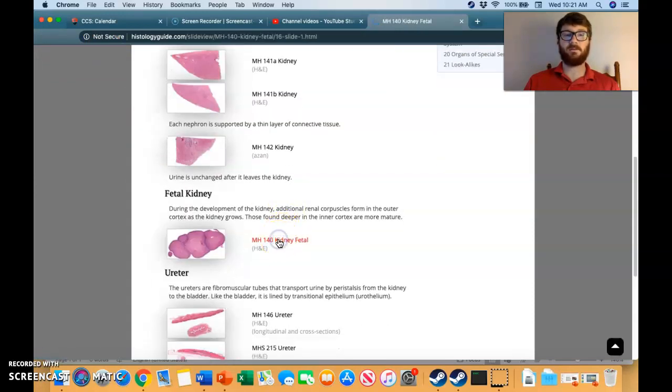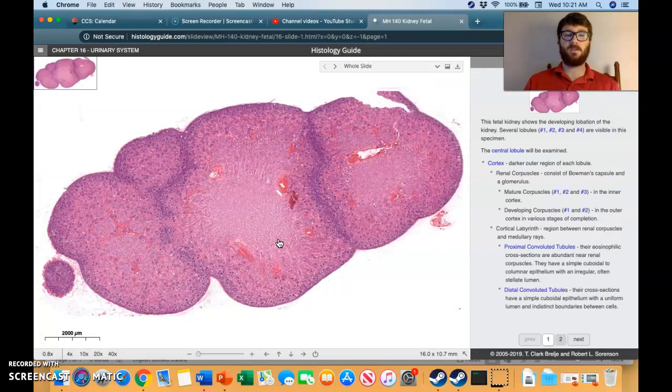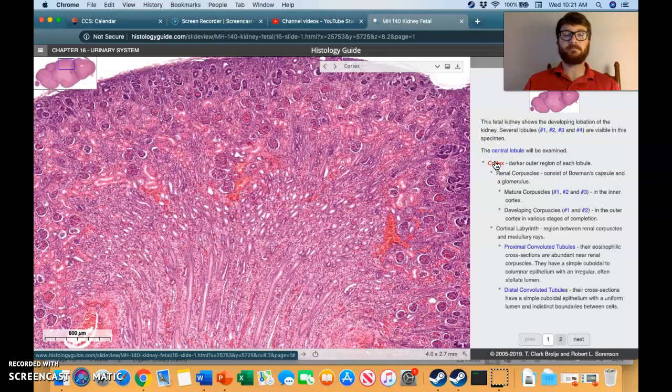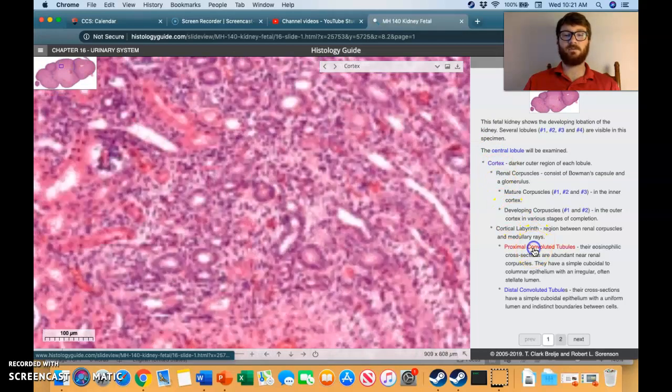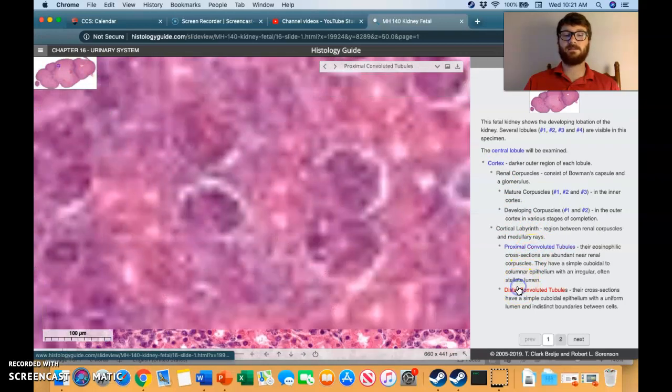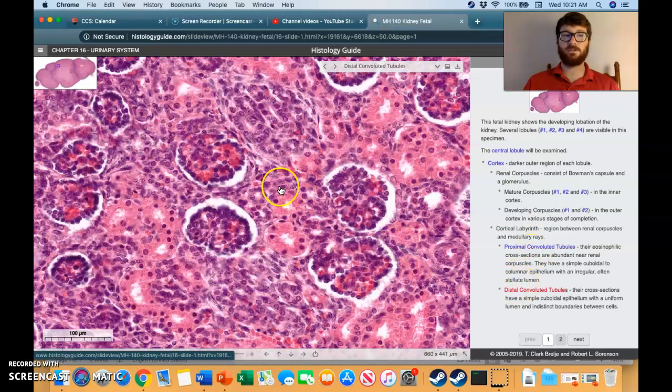It has a fetal kidney with developing cortex. It has some of the tubules already in development, even while the kidney isn't necessarily doing most of the filtration.